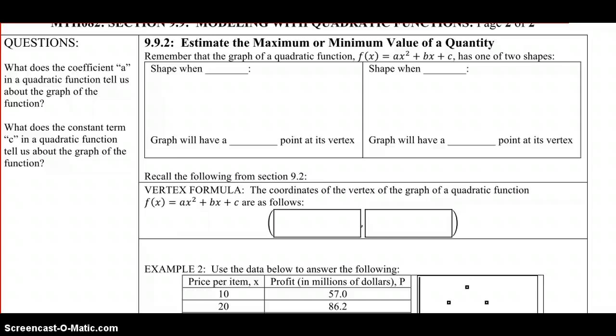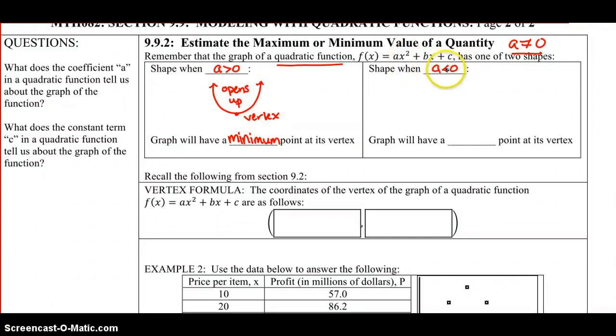All right, so moving forward. So estimating the max or min value of a quantity. So remember that the graph of a quadratic function, f of x equals ax squared plus bx plus c, where again a cannot be 0, b may be 0, c may be 0, has one of two shapes. So in looking at this given equation, its coefficient on x squared is either positive or negative. Again, it cannot be 0. Okay, so when the coefficient on x squared is positive, we get a parabola that opens up. Okay, the open part of the parabola is upward. And in that case, right here is our vertex. And this vertex will be a minimum point. As we travel left to right across the curve, that is the lowest point that we cross through.